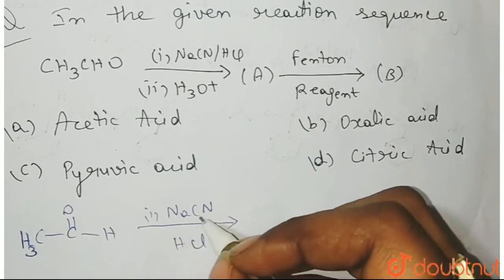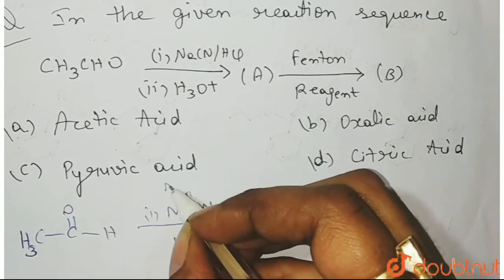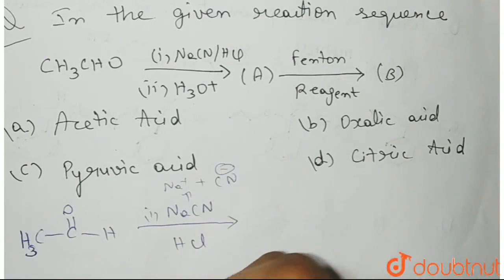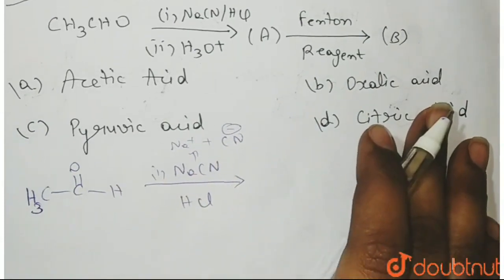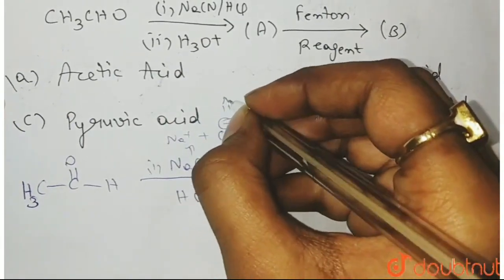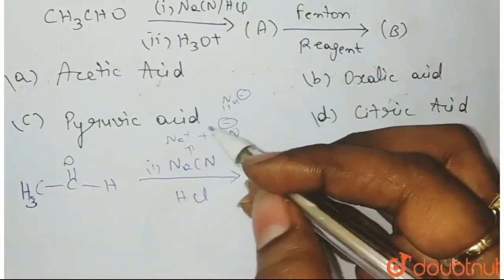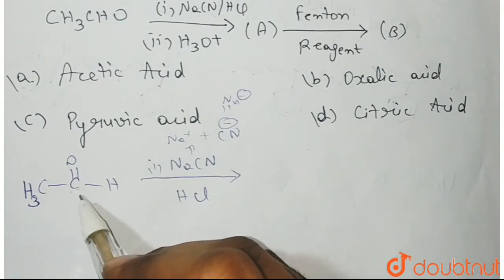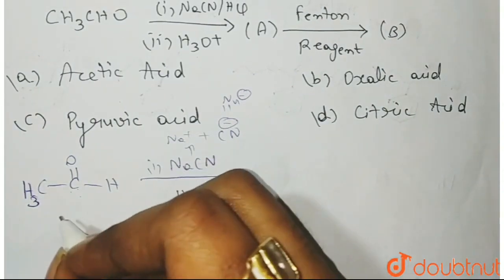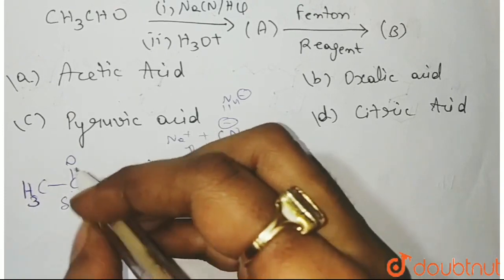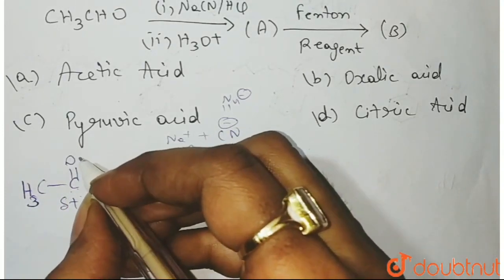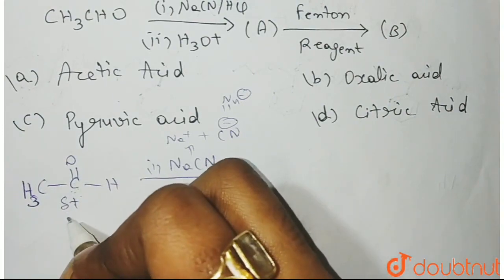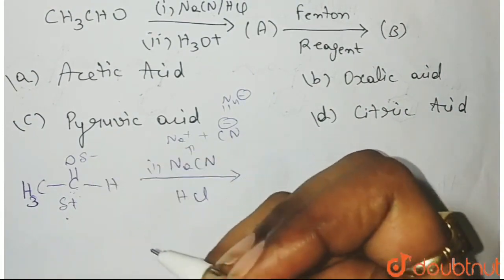NaCN is going to break into Na plus and CN minus. Here CN minus is a nucleophile, and a nucleophile will attack the electrophilic center. Here this carbonyl carbon is an electrophilic center. Why? Because oxygen, being electronegative, pulls electrons away from the carbon. That's why this carbon gets a partial positive charge and oxygen gets a partial negative charge.